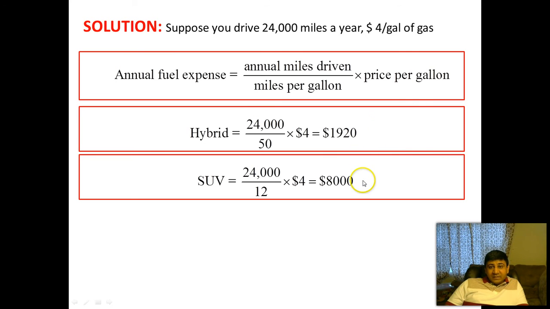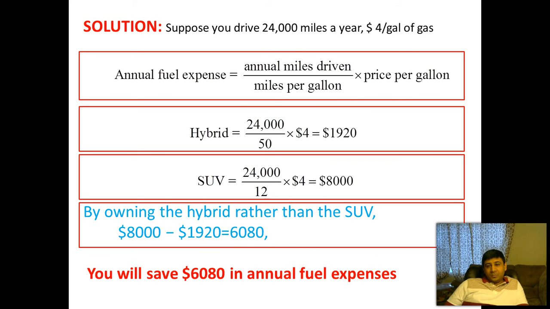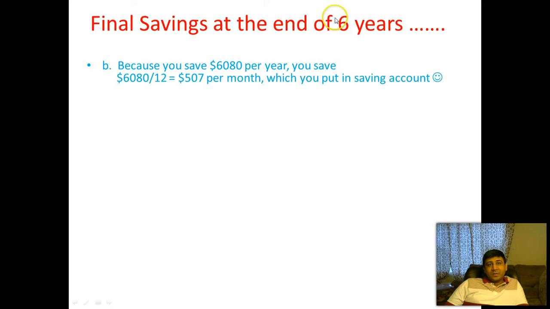Now, how much will we save? Of course, the difference. The difference of the two will be $6,080. So if we choose to drive a hybrid instead of an SUV, we will save $6,000 annually. Now, suppose whatever we save, we put it into the bank. That's the second part of our question. So, final savings at the end of 6 years.